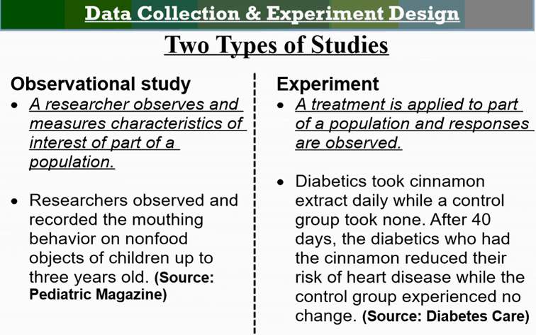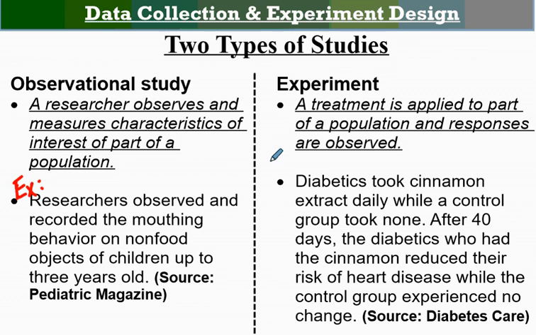So that's an example. Observational studies are used a lot with children because you just want to see how they're naturally behaving, or you give them like a puzzle and let them try to solve a puzzle or something maybe like that. So an experiment would be when you induce some treatments. So a treatment is applied to part of a population and responses are observed. So you're actually changing the natural setting and seeing how that affects the end results.